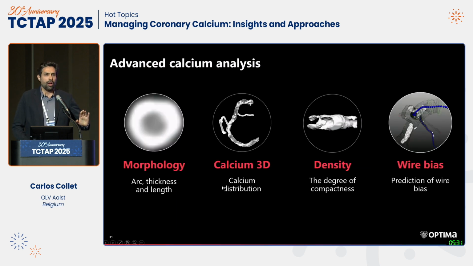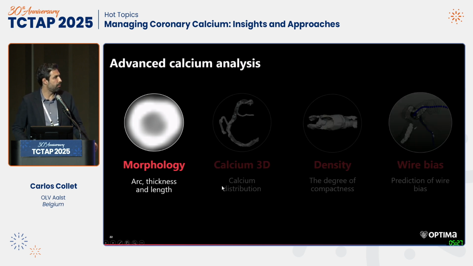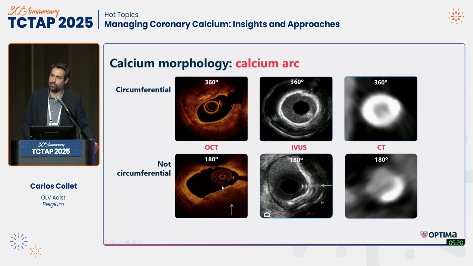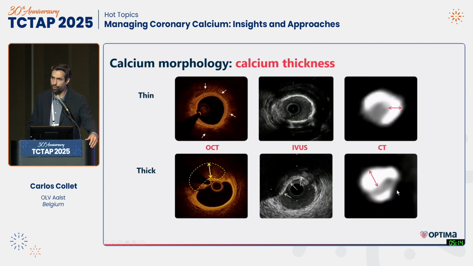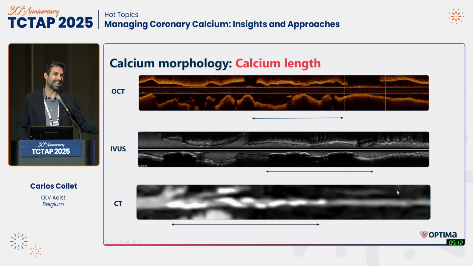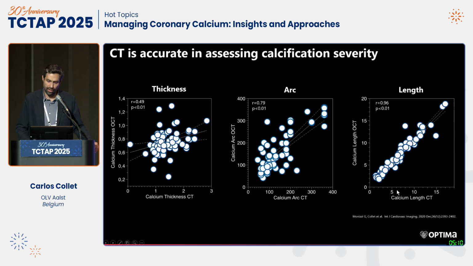Now, the rest of the presentation is completely new. This is something that we have developed over the last few years, and I'm going to show you how to look at calcium. Everything starts with the same approach that we use with intravascular imaging: looking at the cross-sections, understanding whether the calcium is circumferential or non-circumferential, whether it's thick or thin, and of course the length. This is the classical approach that we use for intravascular imaging.